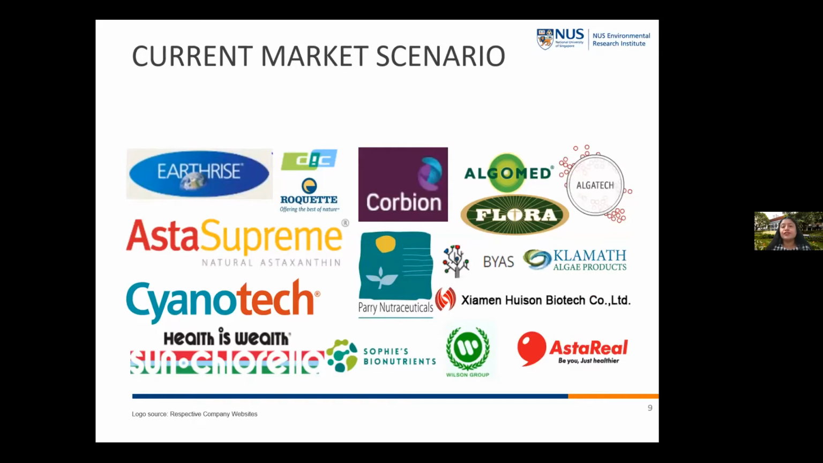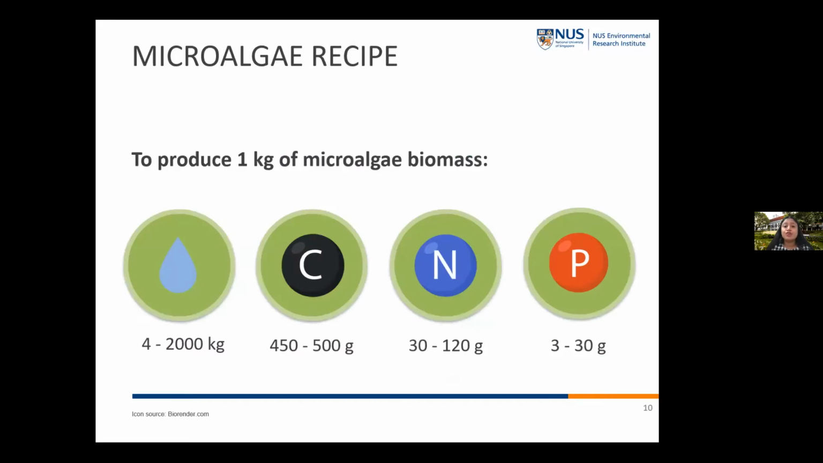are producing different products. Now, the question is: if microalgae are so interesting and have so many applications, why have they not been widely implemented? There are many challenges in the process, but for today's talk, I'll restrict myself to one challenge. That challenge is raw materials, securing raw materials for microalgae. So let's look at the microalgae recipe. To produce 1 kg of microalgae biomass, we require 4 to 2000 kg of water. Now, this is a wide range.